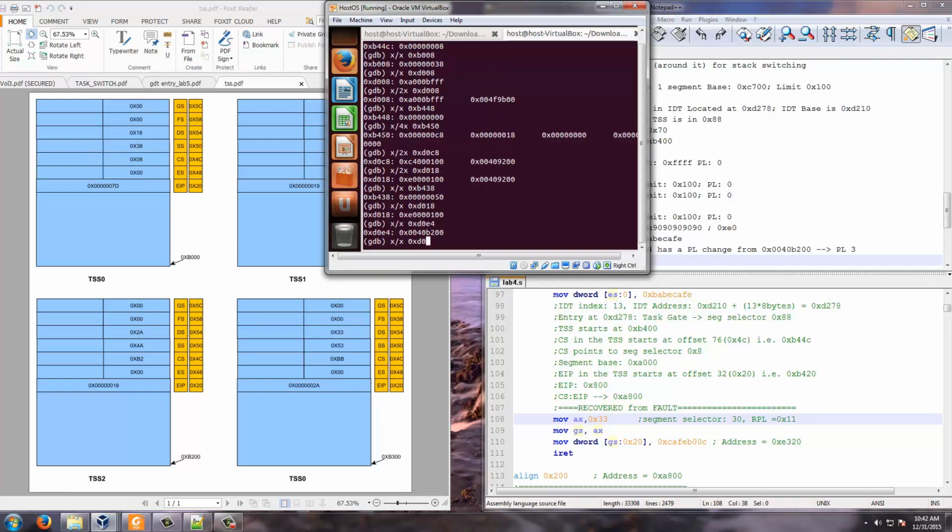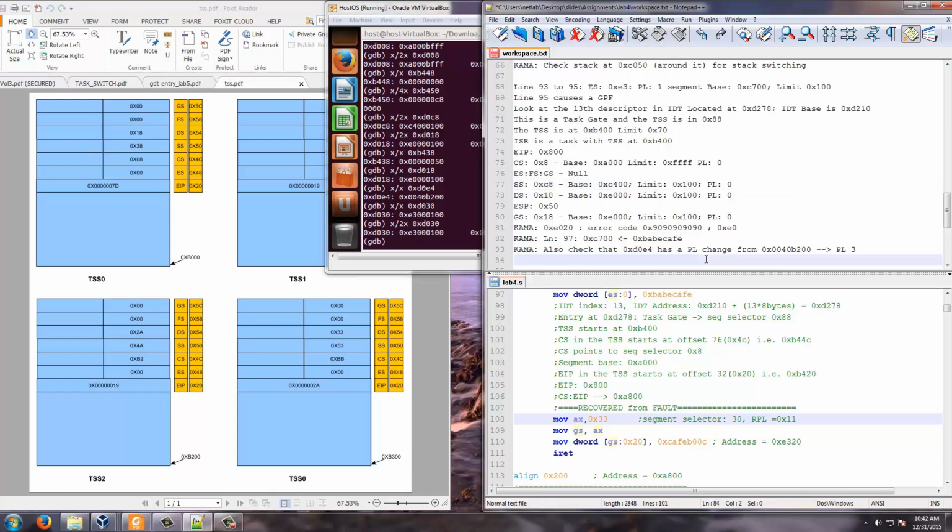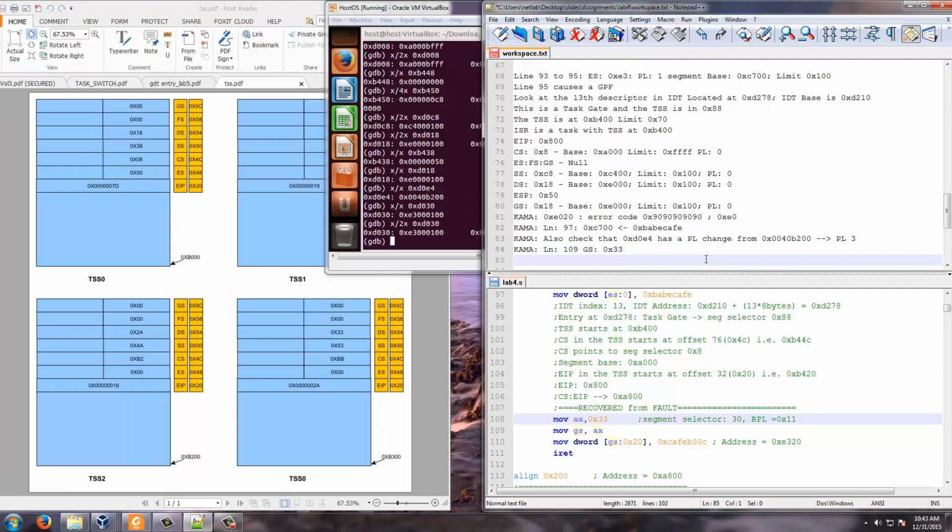Now we move AX comma 0x33. So let us see what is there in 0x D0B3, D030. This is an E1300 segment, a privilege 3 segment, E1300 with base 0. So E320, I am moving line number 110, 109. Your GS is 0x33.